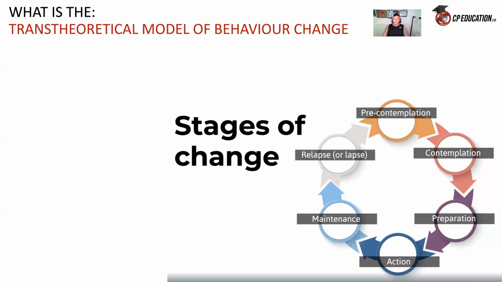Contemplation would be where they are potentially looking into it. They're researching you as a coach, at that point where they go, right, I'm looking to commit. Preparation is where they will invest into someone to help them, or they will do it themselves. Action is where they will take all the advice from preparation into action, and at this point they will start to get results. You've got maintenance and then relapse, which often will lead back to pre-contemplation.